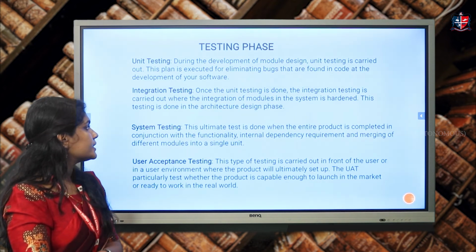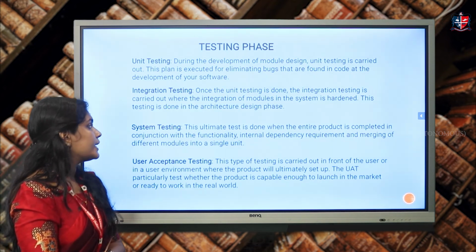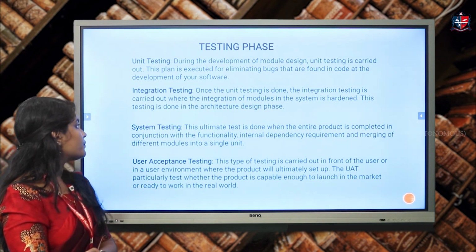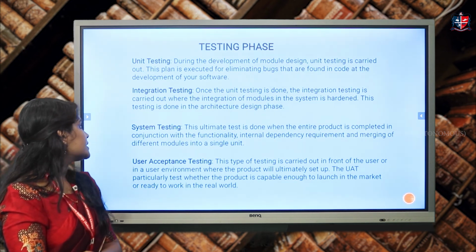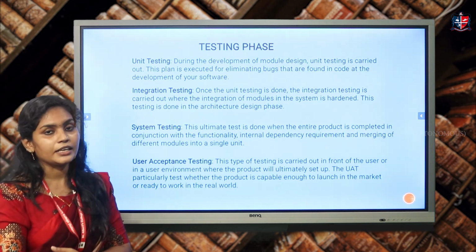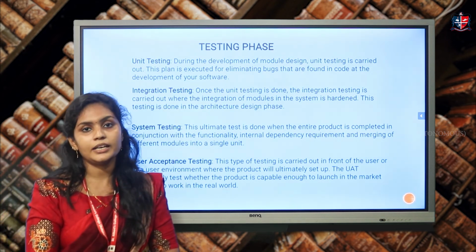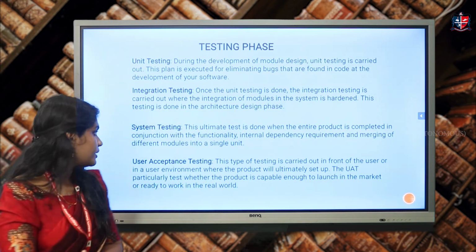And integration testing: once the unit testing is done, integration testing is carried out, where the integration of modules in the system is handled. This testing is done in the architectural designing phase. Integration testing is mainly done in the architectural designing phase.